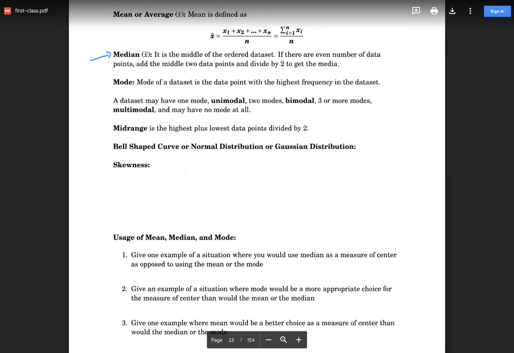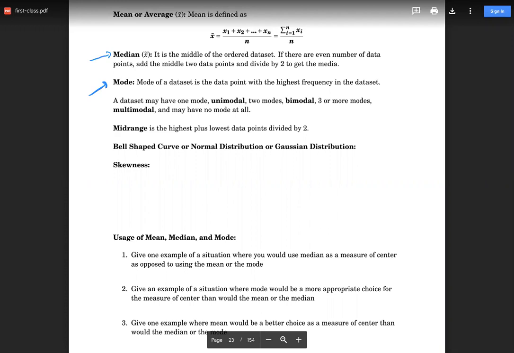Now, another way of measuring center is mode. That means sometimes you see there are different clusters or concentrations of data points. That's when you kind of use the mode.